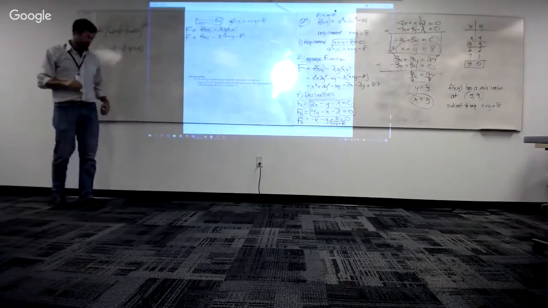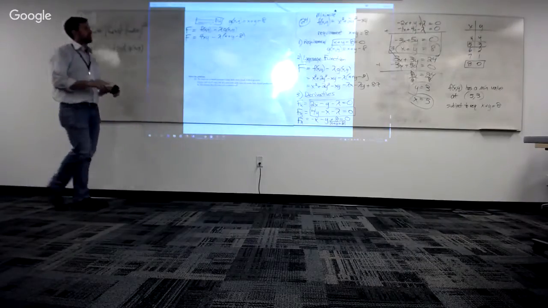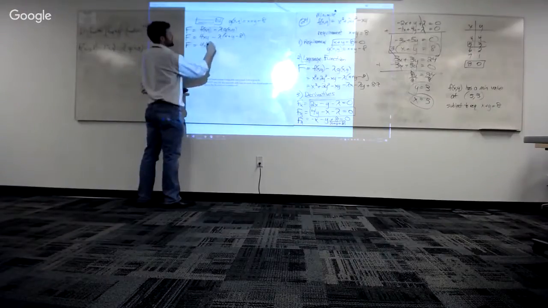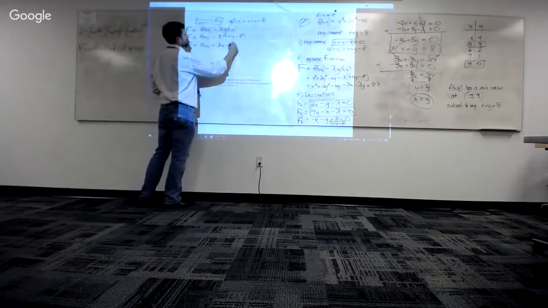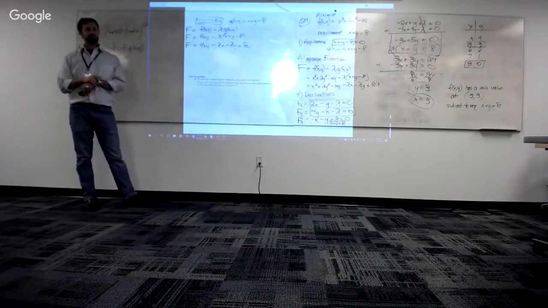Third time's a charm, right? I hope that this third time of writing this down, you're feeling the flow. So I distribute my lambda. F is 4xy minus lambda x minus lambda y plus 8 lambda. And that's the Lagrange function, and now we start taking derivatives.